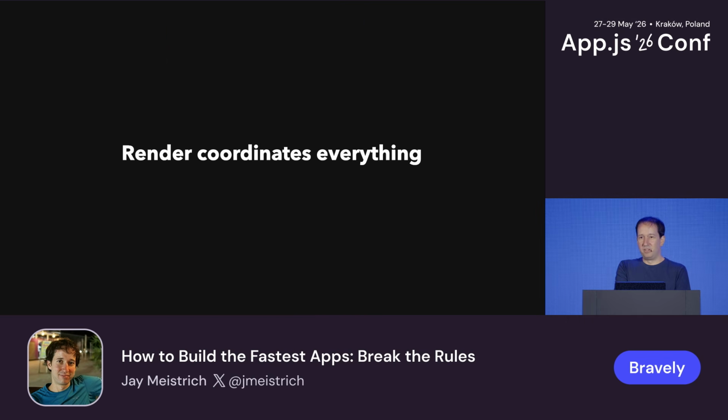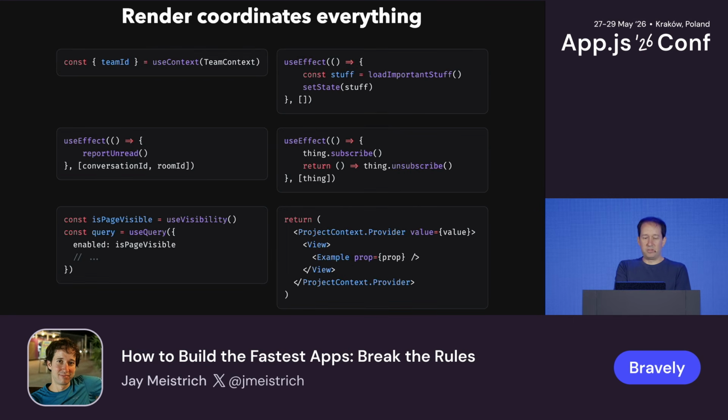But React's state model is designed around re-rendering. Render coordinates everything. Render passes local state down the tree. It updates context consumers. It triggers effects. It updates query properties. It updates external properties. It updates subscriptions. And it also updates UI. That's a lot of responsibility for what we call render. And that's where so many normal React patterns become a big performance problem.